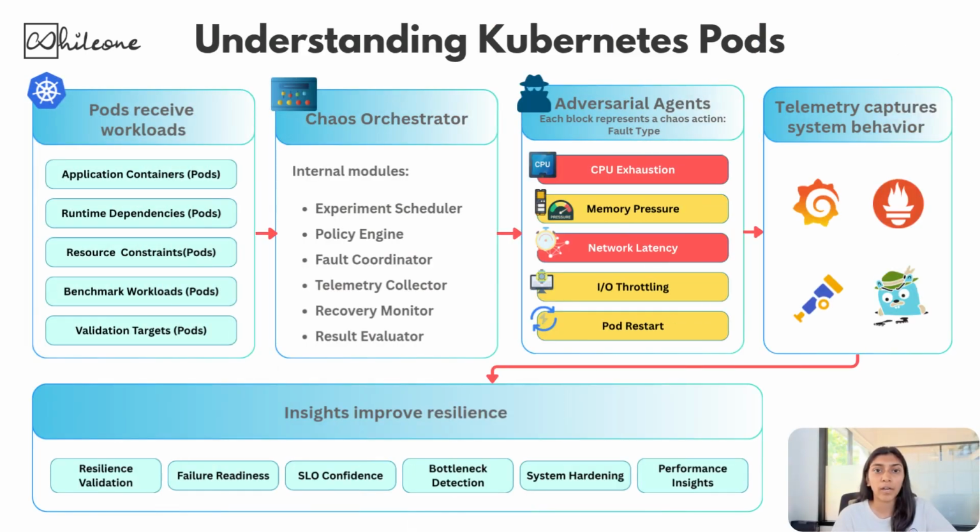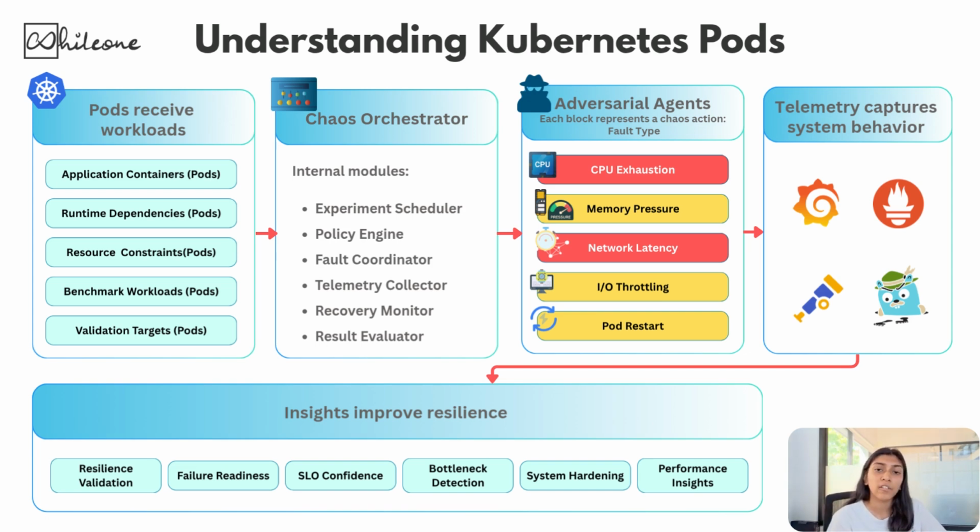Modern cloud native applications, especially the ones that use Kubernetes, have their applications running inside pods, which are basically small deployable units that contain containers, dependencies, and resource configurations. And these pods become the ideal targets for injecting faults.